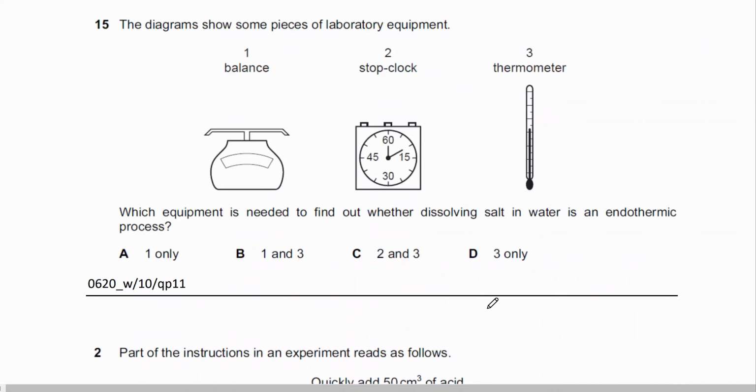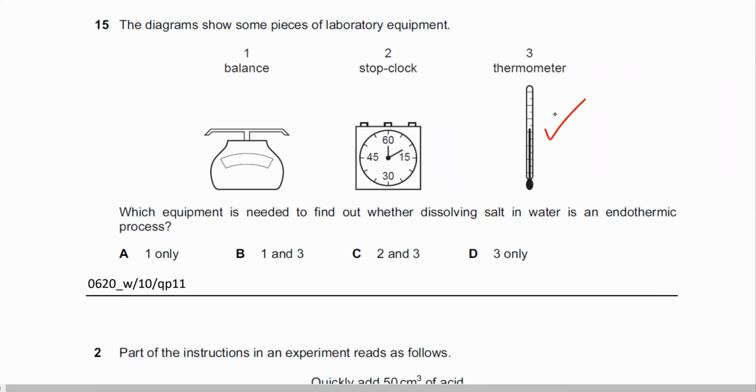Again, you've got three things, and this one is a balance. Which equipment is needed to find out whether dissolving salt in water is an endothermic process? What that basically means is you're adding a salt to water, and you're trying to figure out whether heat energy is produced, whether the temperature would increase, or whether it would decrease. So for that, you would definitely need a thermometer. Just imagine you're adding salt to water and trying to figure out whether the temperature would rise or drop.